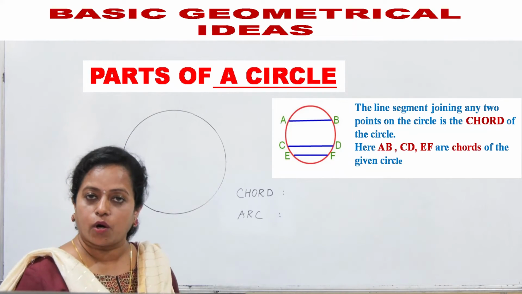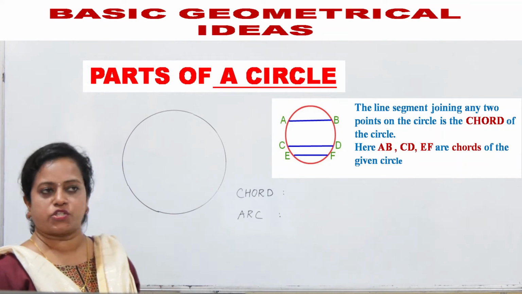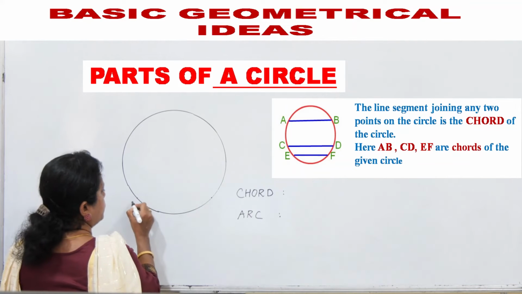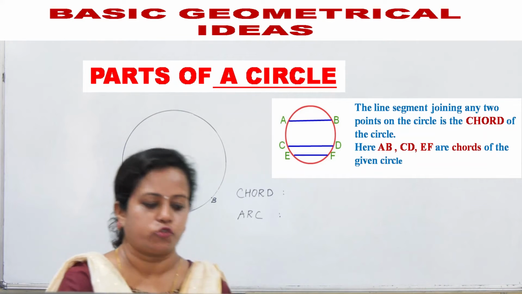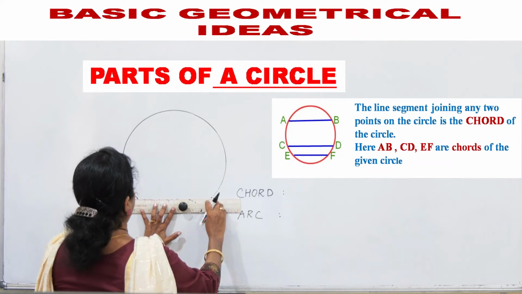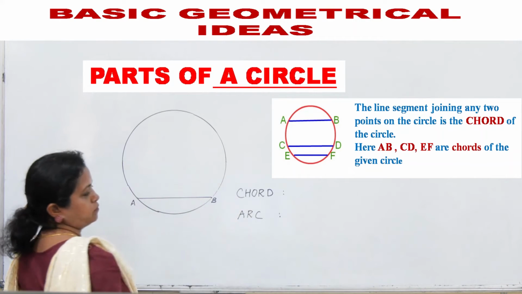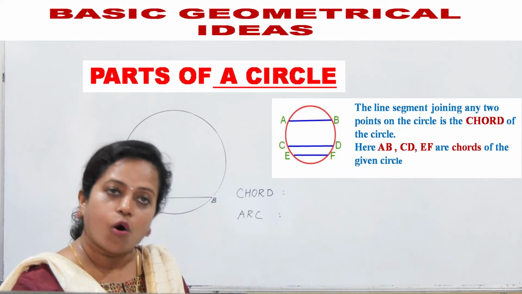Now the next term which you are going to understand is the chord of the given circle. What do you mean by the chord of a circle? The line segment joining any 2 points on the circle. If you take any 2 points on the circle, if this is A and this is B, and you join these 2 points, what is it called? It is called the chord, the line segment joining any 2 points on the circle.